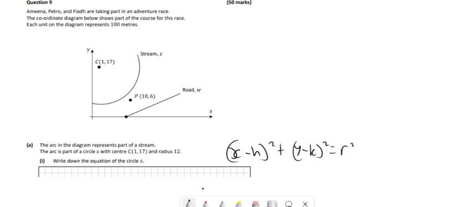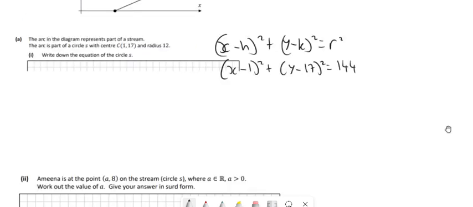h, k is the centre, and the radius is given. So (x minus 1) squared plus (y minus 17) squared is equal to 12 squared. 12 squared is 144, so I can write that straight in. That's the equation of S.